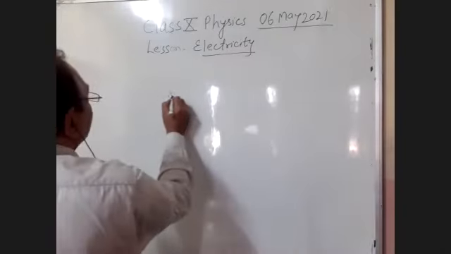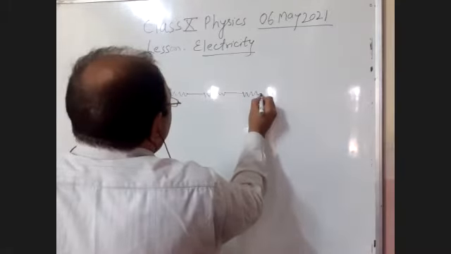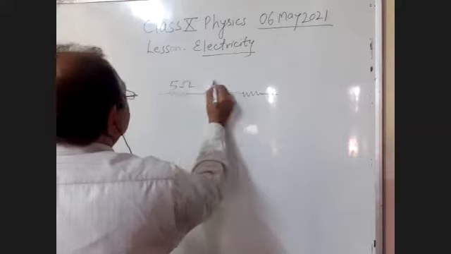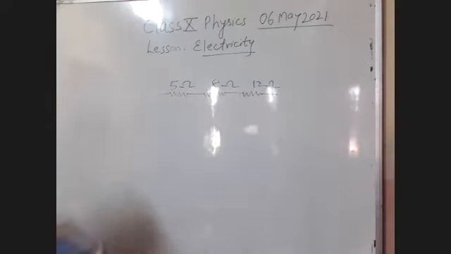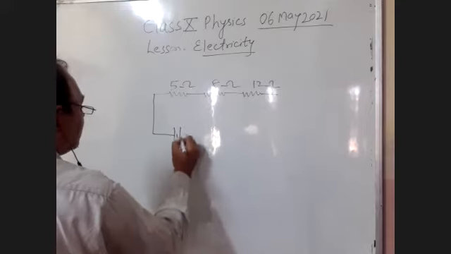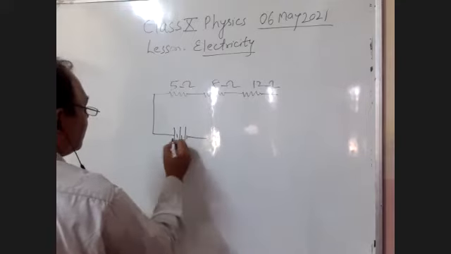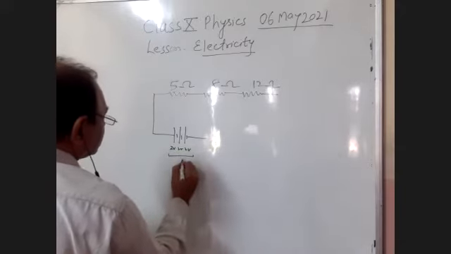So I'll draw the diagram. It is a 5 ohm, it is an 8 ohm, and it is a 12 ohm. Is it clear, students? Now we have to connect the battery, 1 cell, 2 cell, and 3 cell, because each is 2 volt. Now the total will be 6 volt.